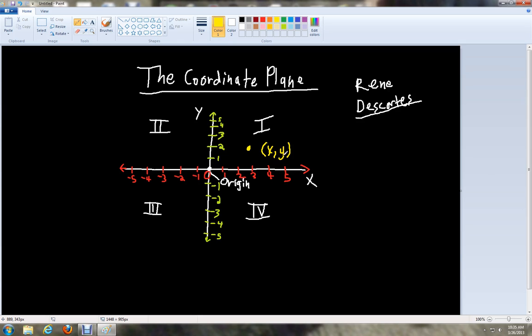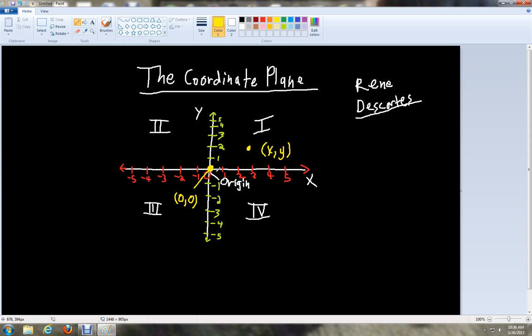So the y coordinate, if y is positive, we're going to go up on the y-axis. If y is negative, we're going to go down on the y-axis. And if y is 0, we're just going to stay put. So to this point at the origin, this point right here, we don't move any x or y units, so we just call that 0, 0. That's the coordinates for the origin.